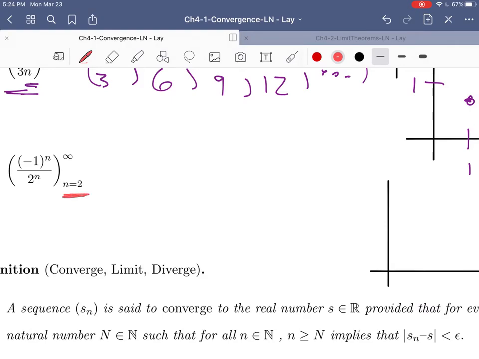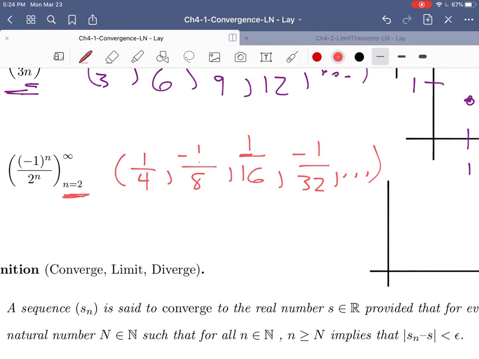Our next example, we have when our value of n, so here we're starting with n is equal to 2. It's going to go from 2 to infinity. And so when our value of n is 2, the first term in the sequence is (-1) squared, which is +1, over 2 to the second, which is 4. 2 squared is 4. The next term in the sequence would be when n is equal to 3, so (-1) cubed, which is -1, over 2 to the third power, which is 8. And so 1/4, -1/8 is the next term, then 1/16, and then -1/32.